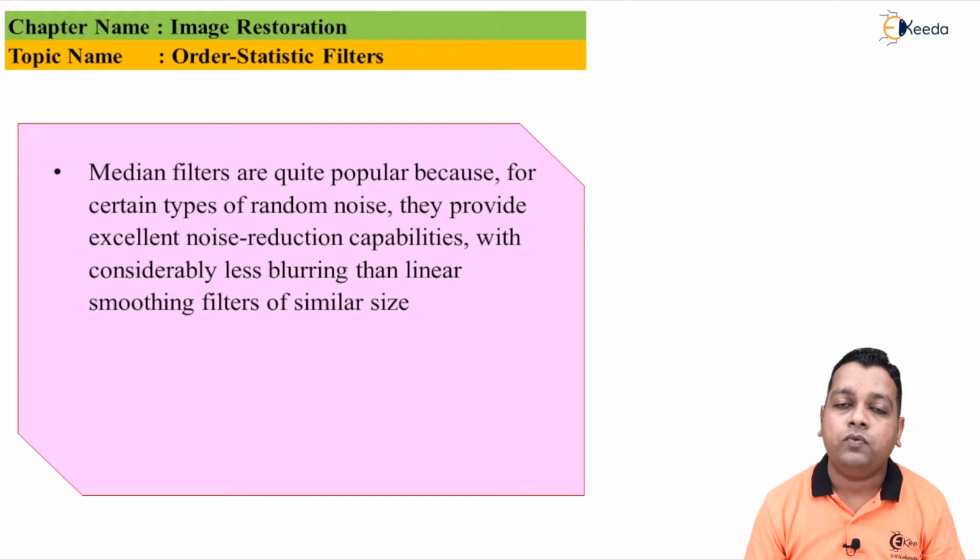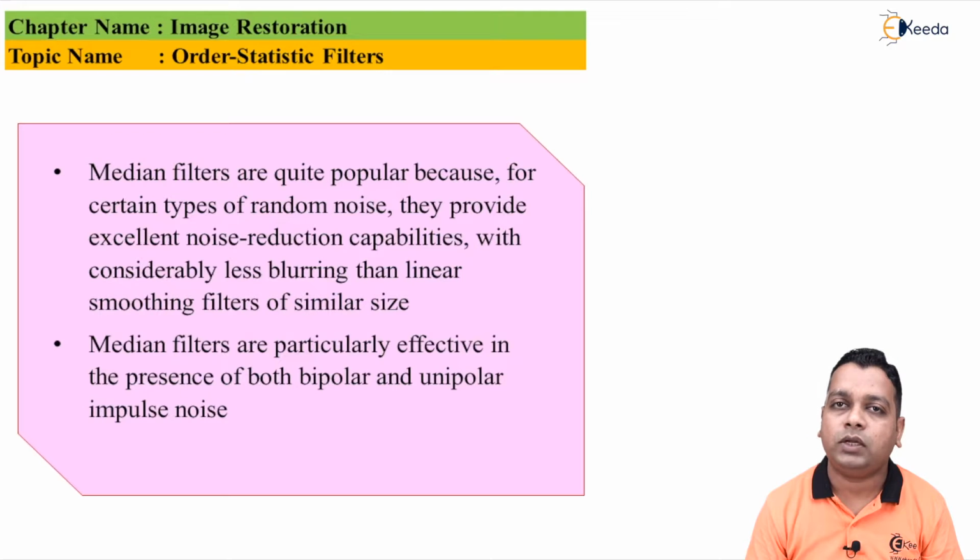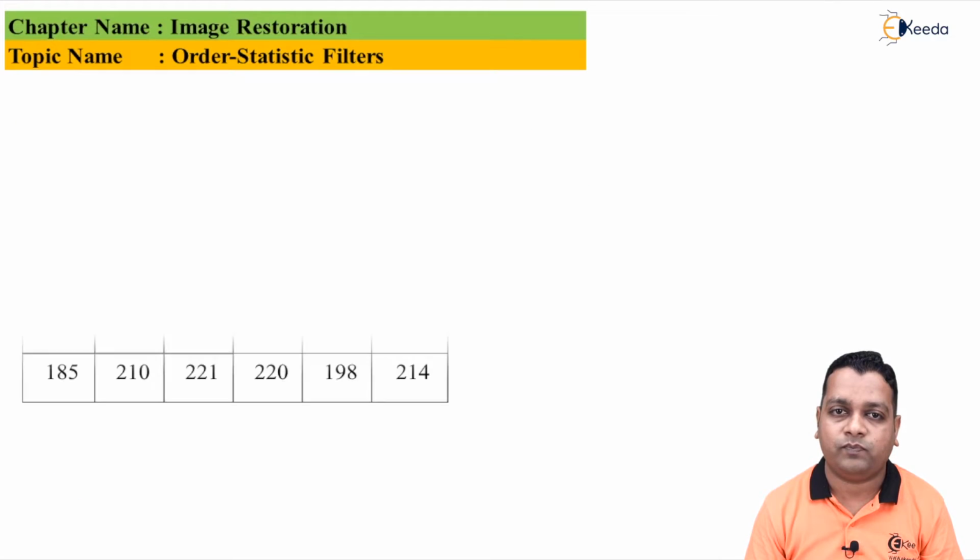Now the median filters are popular because for certain types of random noise, they provide excellent noise reduction capabilities with considerably less blurring effect than linear smoothing filters of similar size. The median filters are particularly effective in the presence of both the bipolar and the unipolar type of impulse noise, that is nothing but the salt and pepper noise.